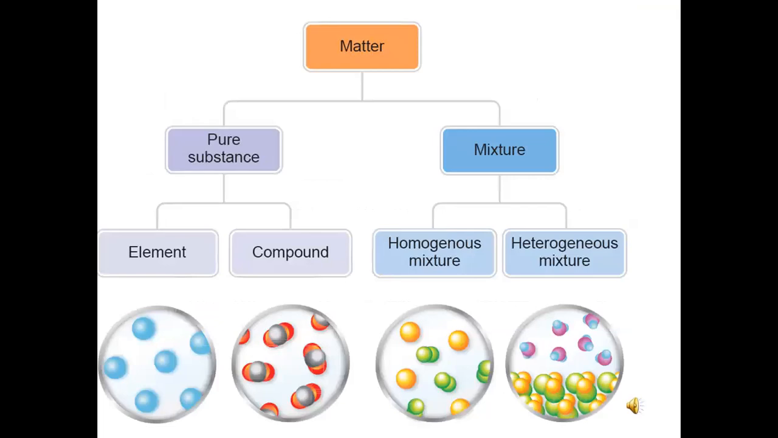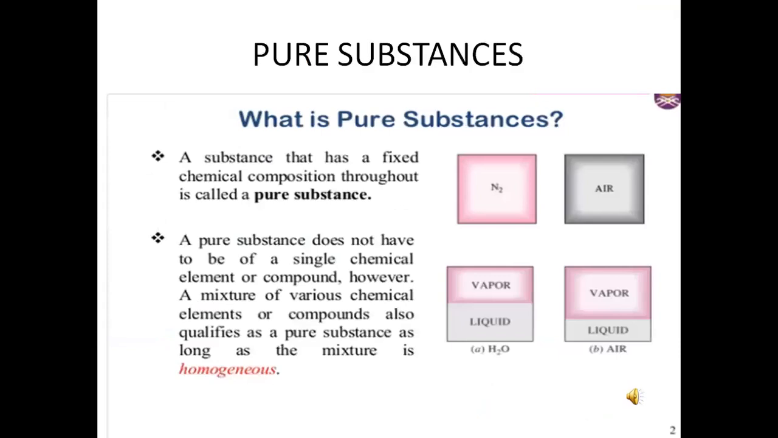Matter can be classified into two types, pure substances and mixtures. Pure substances are elements and compounds. Mixtures are homogeneous mixtures and heterogeneous mixtures. Let's see one by one. Pure substances. What are pure substances?